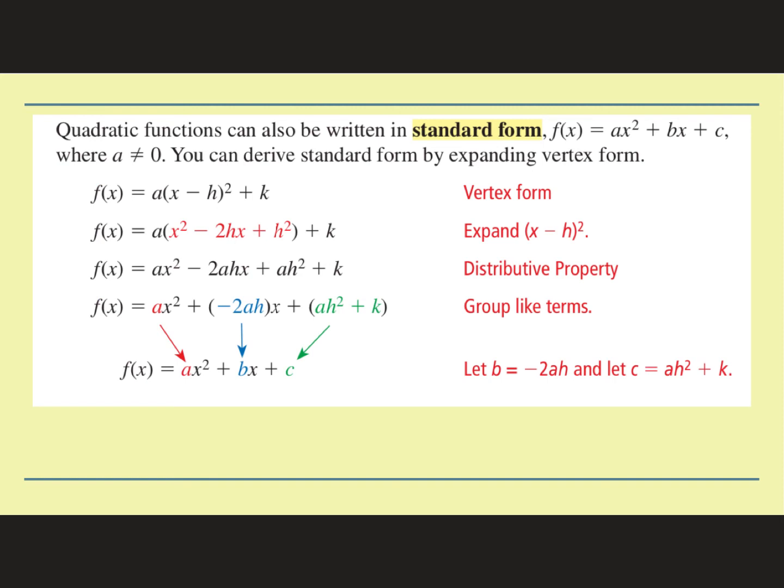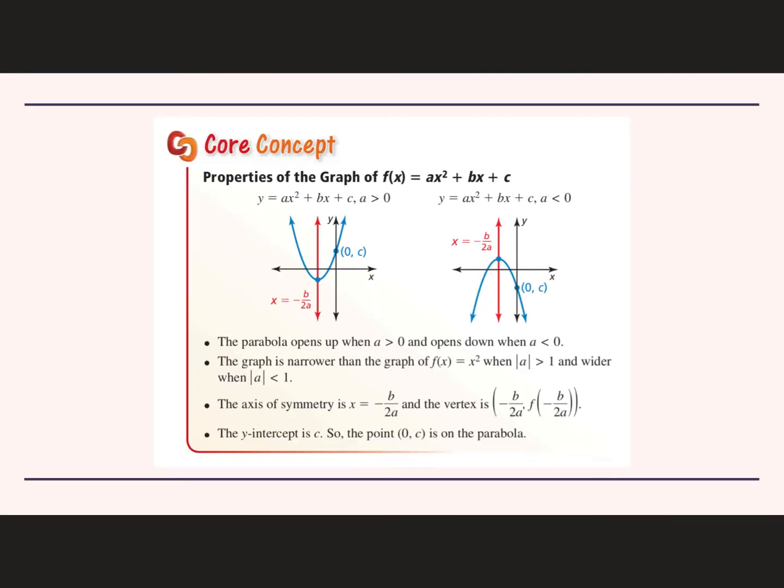The next slide just talks about how standard form is our a times x squared plus b times x plus c. We can go from standard form to vertex form, but it's not really helpful to go from vertex to standard. So most of the time it'll give you standard form and ask for vertex form. So this slide doesn't really mean much. So we're gonna go to the next one.